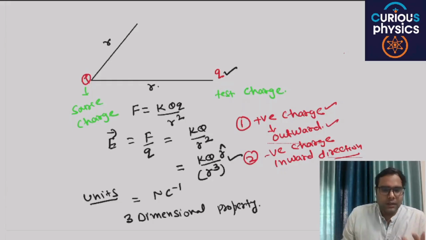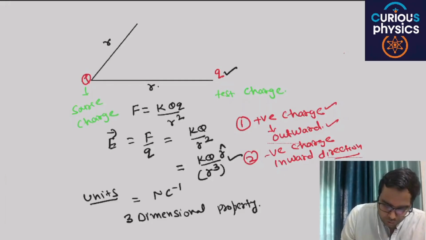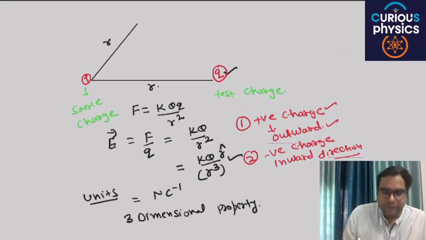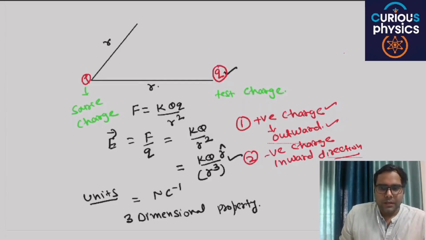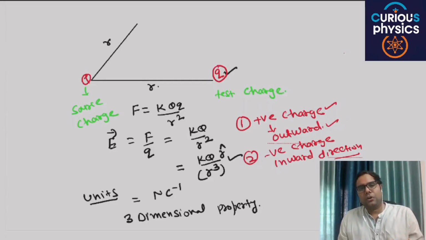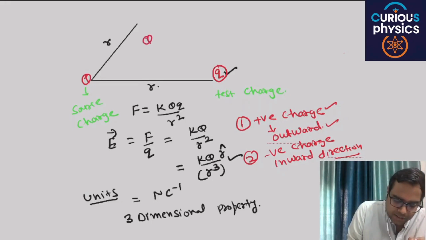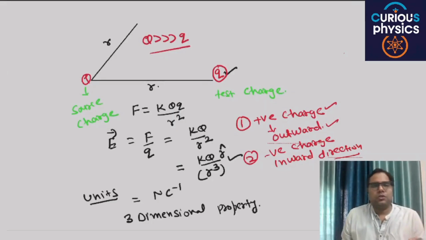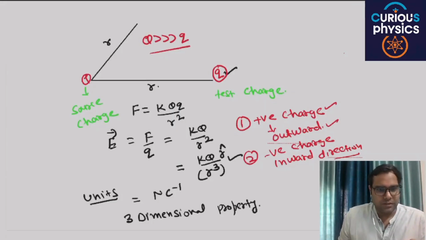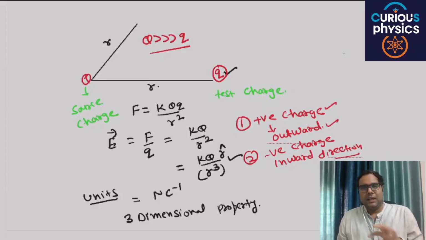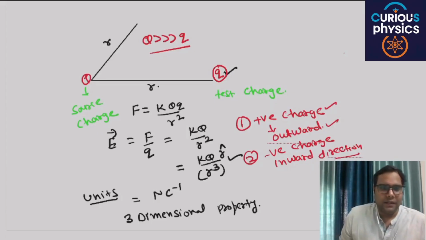Okay, but another point here: the smaller charge also has an impact on the larger charge, that is, the source charge. To reduce the effect of this test charge, the source charge Q is taken to be very much greater than the test charge, to reduce the impact of the test charge on the source charge. Okay, this is basically the idea behind the concept of electric field.